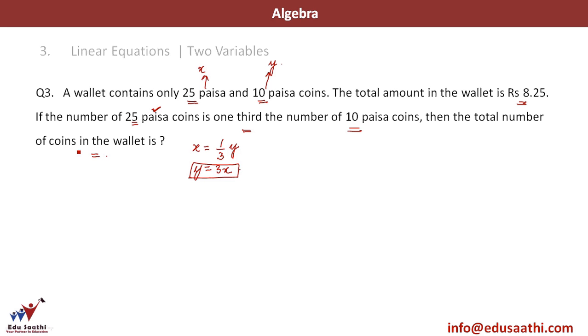The question is asking me the total number of coins. So it will be x plus y. Since y is 3x, x plus y is 4x. I have to find the value of 4x. This is what I have to find. Let me form the equation.